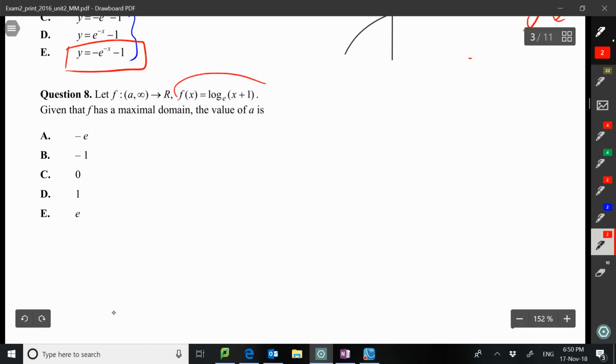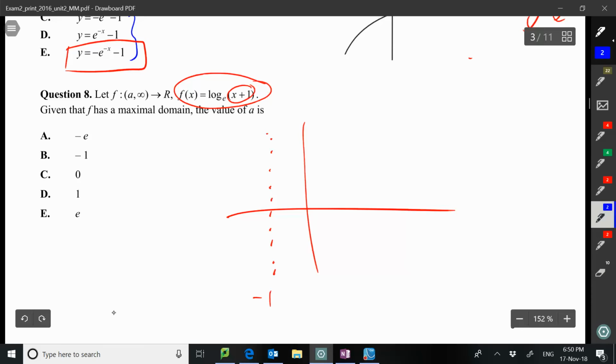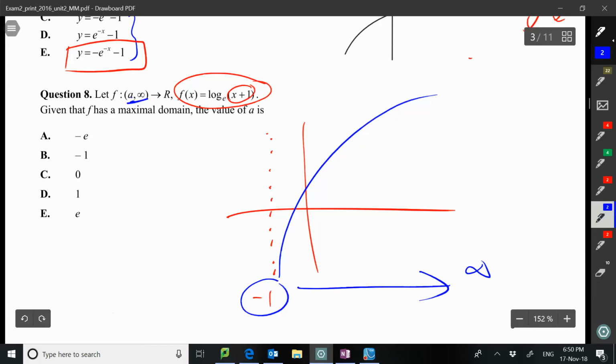Logarithmic graph. Again, the better you can picture this, the easier it is; if you can't, type it in your calculator. For me, I look at that and I know x plus 1 tells me left by 1, and I know the graph of logarithmic graphs looks something like this. What would the a value have to be so that I have a domain that's all the way to infinity? Then a has to be negative 1, because it says find the maximal domain. What's the largest domain you can have? A can only go as far as negative 1. Surely A can be 0 and 1, but it's not the maximal domain.